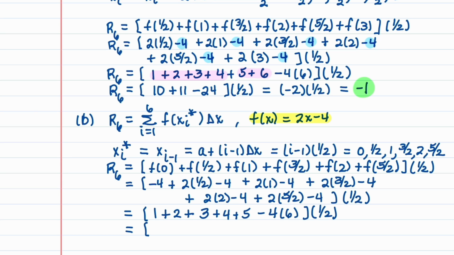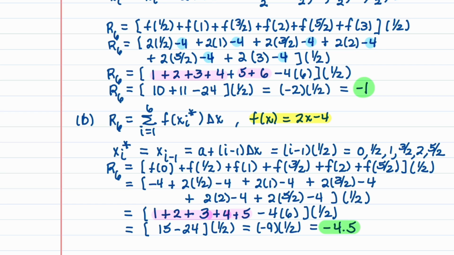Let's see what this gives us. 1 plus 2 plus 3 is 6. And then if we add 4, we're going to get 10. And let's go ahead and add 5. So that's just 15. Minus 4 times 6, which is 24, times 1/2. And this is minus 9 times 1/2, which gives us an answer of minus 4.5. And that's what our Riemann sum is equal to when we use left endpoints.